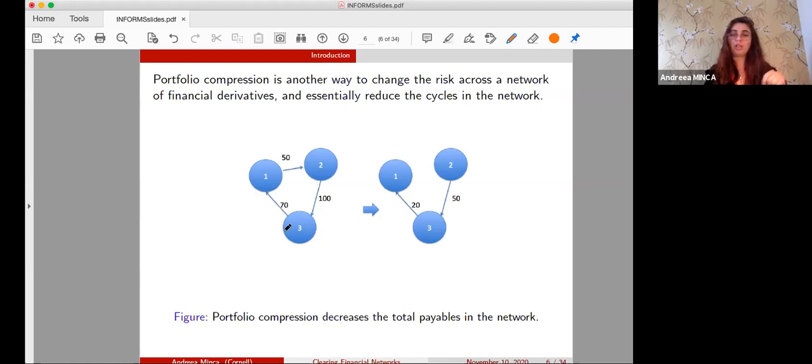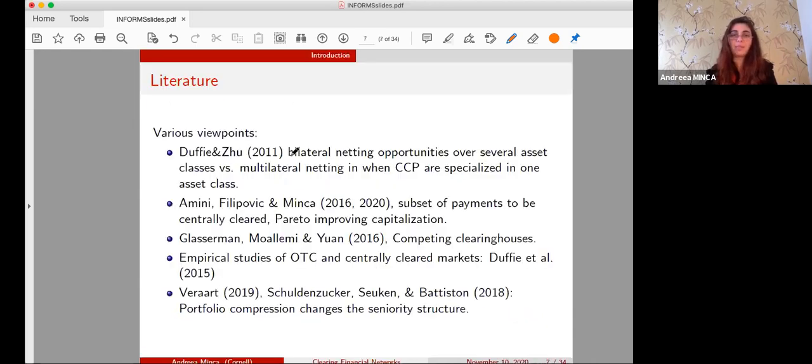And when we do portfolio compression, then what we are going to seek is the smallest liability on a cycle, and then decrease all liabilities on the cycle by the smallest liability, and we obtain something like this where the cycle is actually broken. And not only the cycle is broken, but also similarly to the case with the centralized counterparties, the total payables are of course lower because we have decreased them by the smallest liability.